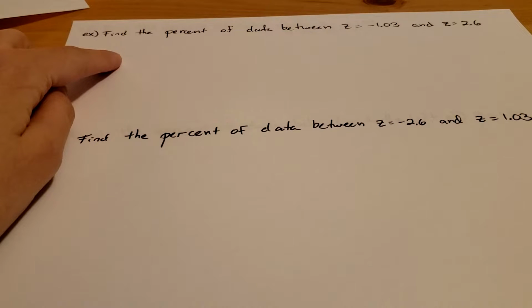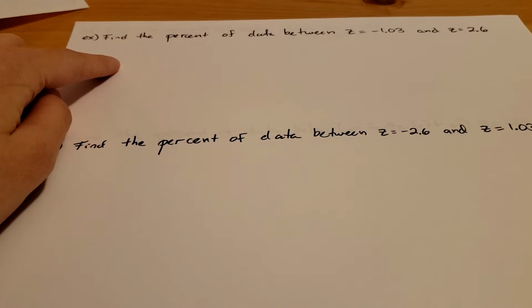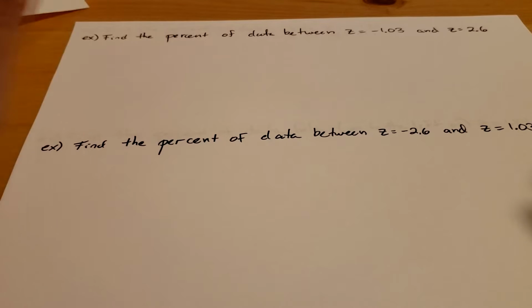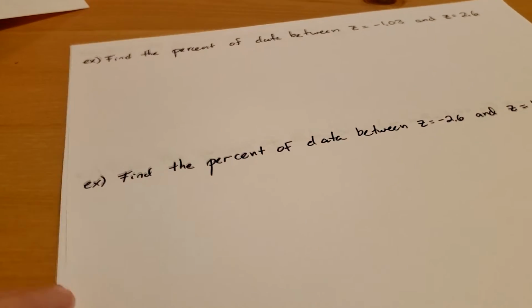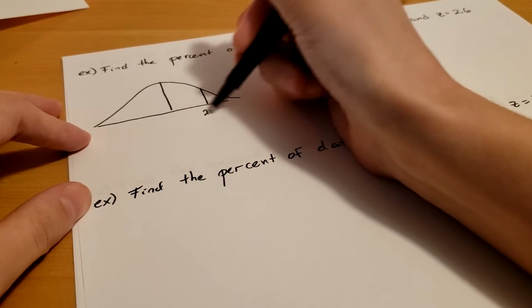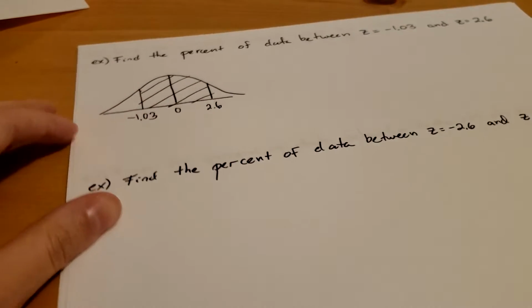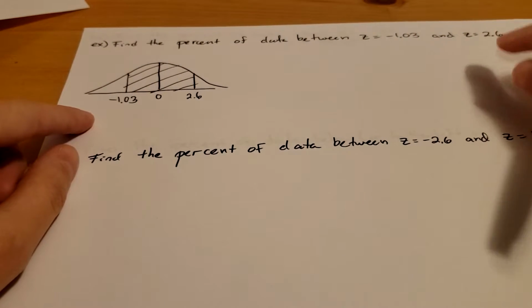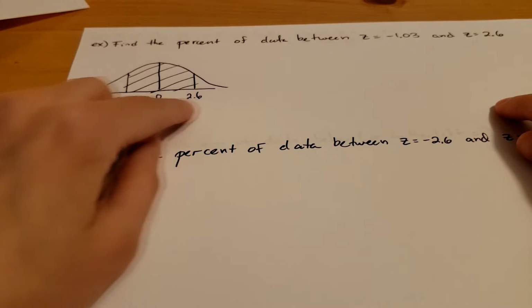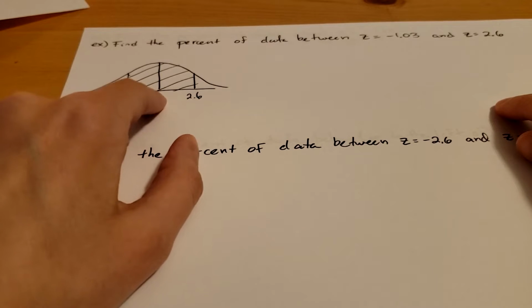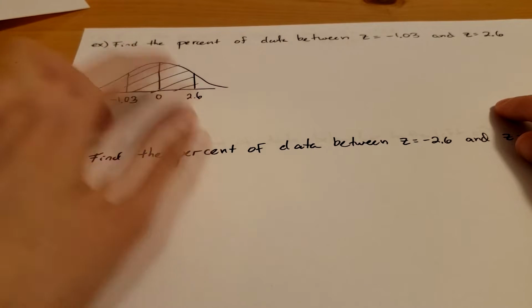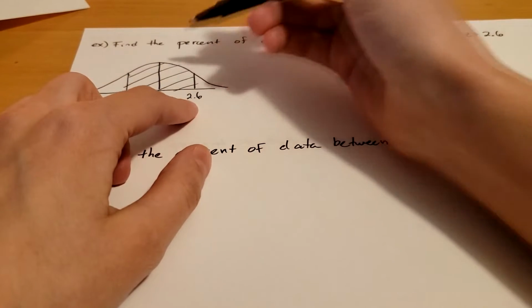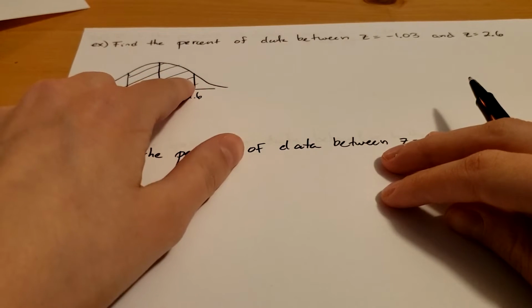We want to find the percent of data between z equals negative 1.03 and z equals 2.6. The first thing we're going to do here, like we do for all of these problems, is draw out a picture of the situation so we know exactly what to look for. The normal curve that corresponds to this problem is between negative 1.03 and 2.6. We know how to find the area between 0 and 2.6. We can look that up on the table. We can't just look up this number and this number, but we can find this piece on the table. If we go between 0 and 2.6, we'll find this.